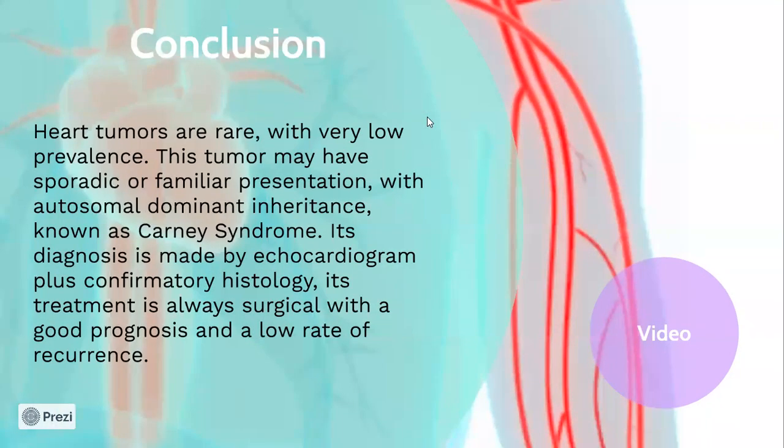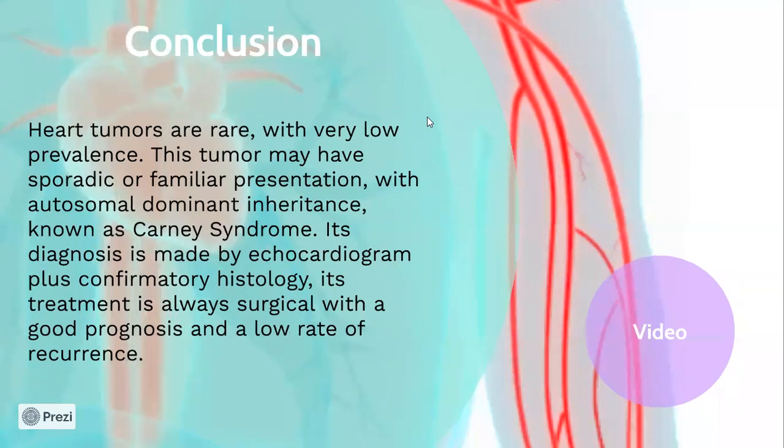Conclusion: heart tumors are rare with very low prevalence. This tumor may have a sporadic or familial presentation with autosomal dominant inheritance, known as Carney syndrome. Its diagnosis is made by echocardiogram plus confirmatory histology. Its treatment is always surgical with a good prognosis and low rate of recurrence.